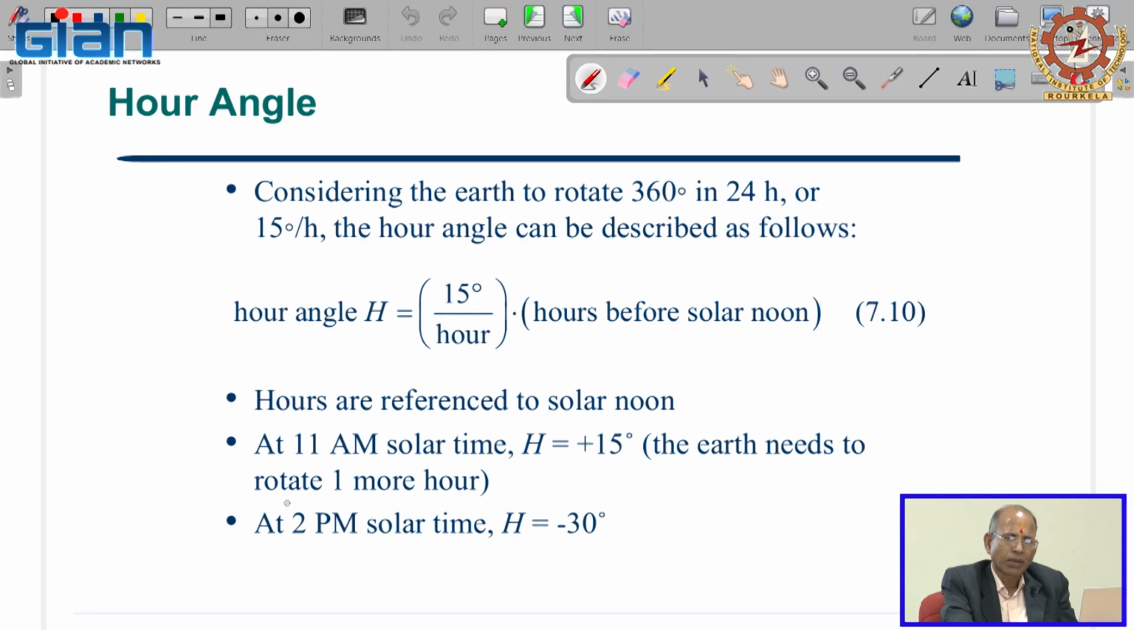Accordingly, at 11 a.m. solar time, h is 15, so the earth needs to rotate 1 more hour to reach midday. At 2 p.m., considering midday, that is 2 hours, and after 12 it is minus. Before 12, a.m., positive; p.m., negative. This is our angle.